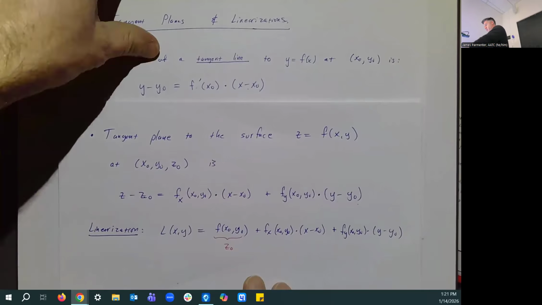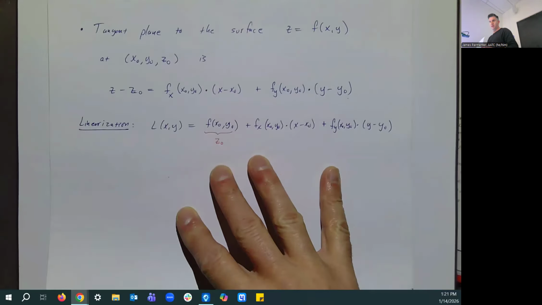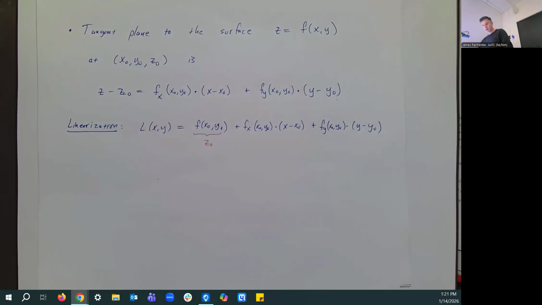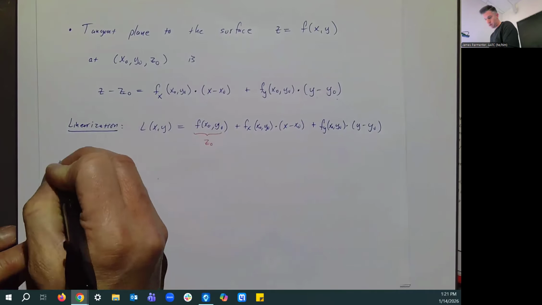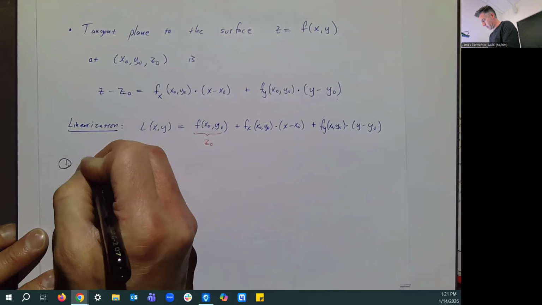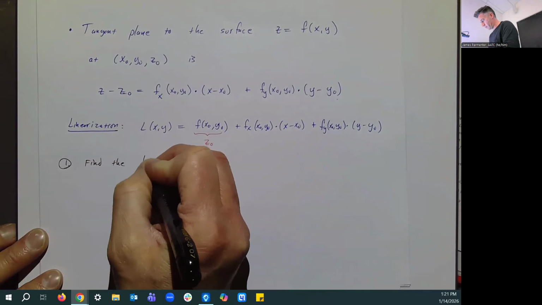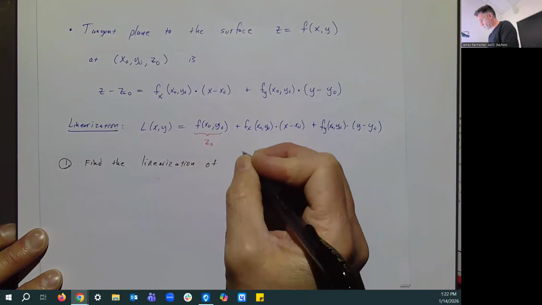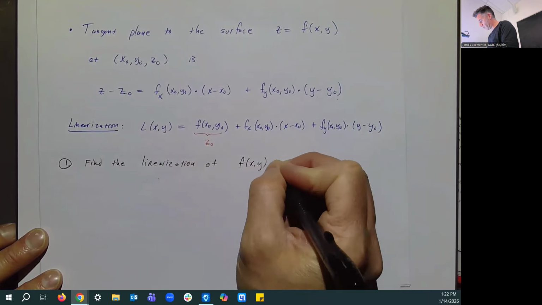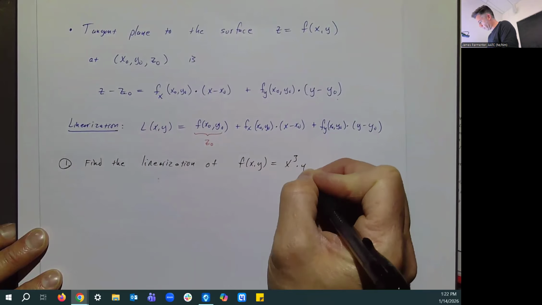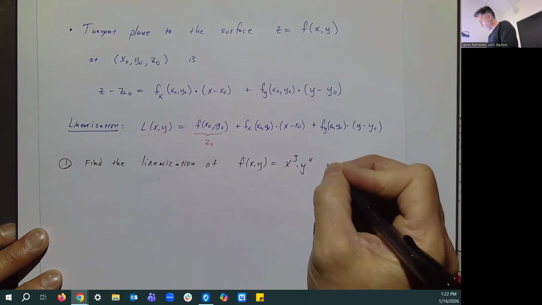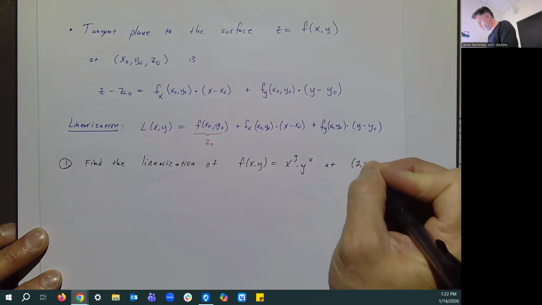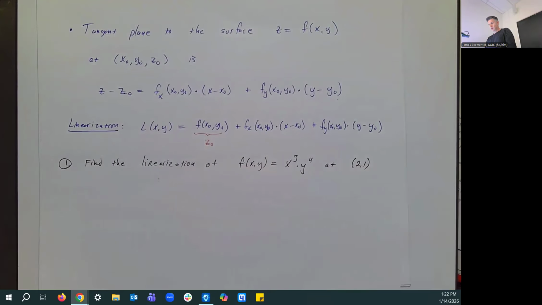All right, so let's actually do some things as opposed to just talking about equations. So for example, let's find the linearization of the function f of x comma y equal to x cubed times y to the fourth at the point 2 comma 1. That's part A of this question.